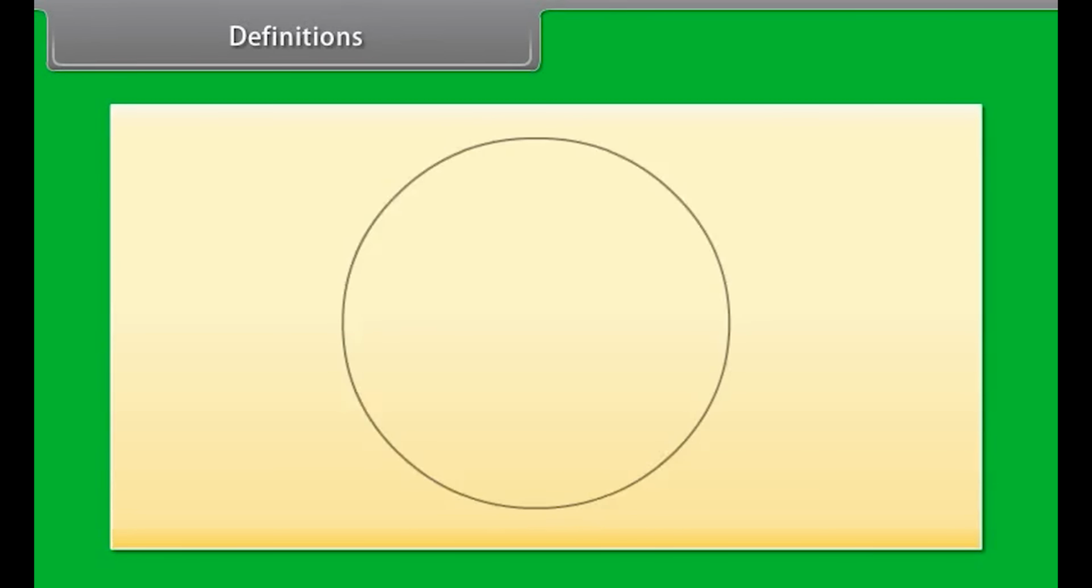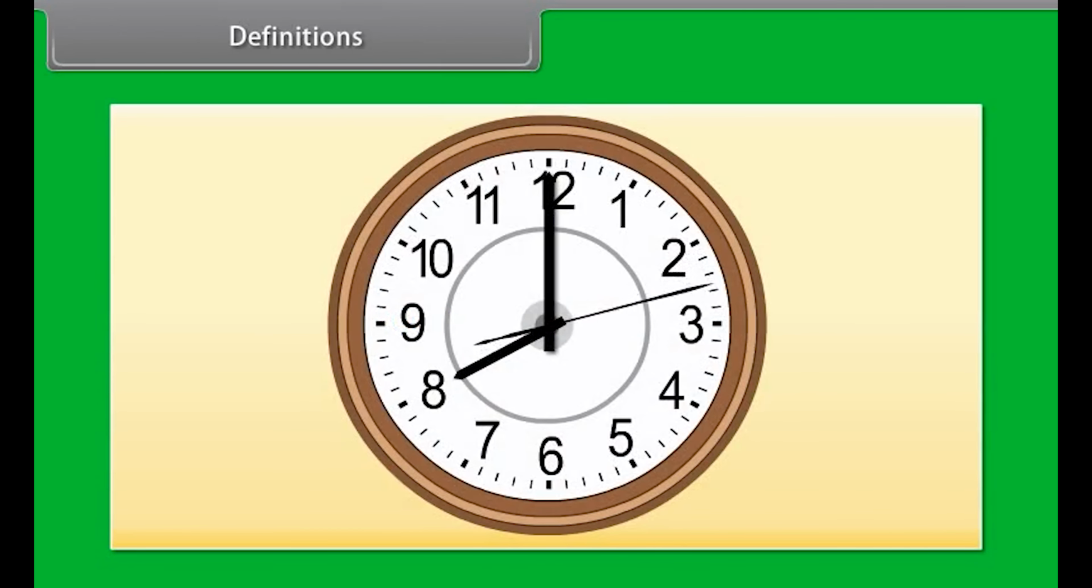Definition. Look at this circle, and now look at this dot in a circle. This is a fixed point and is called center of a circle. We can make radius with this point. Radius is the line from the center of a circle to a point on the circle. In this figure, OP is radius. Look at this clock now. It is round in shape, or we can say that it is circular in shape.